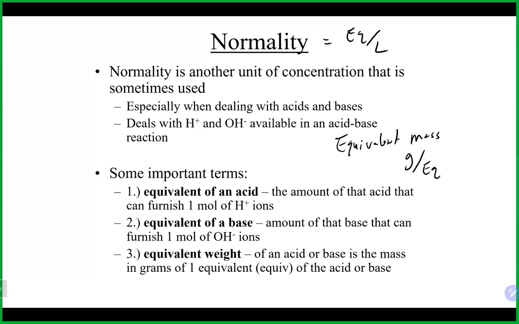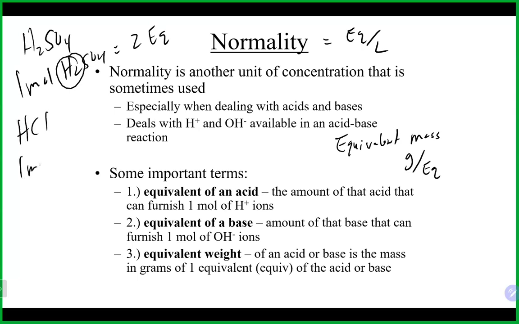So the equivalent weight is the amount of grams per equivalent of an acid or base. And we oftentimes will use equivalent as a conversion factor to convert between these type of units. So for example, again, if you had something like H2SO4 and 1 mole of H2SO4, you would have 2 equivalents. And again, that's because it basically has 2 hydrogens. And in HCl, 1 mole of HCl, you would have 1 equivalent, again, because it has 1 hydrogen.